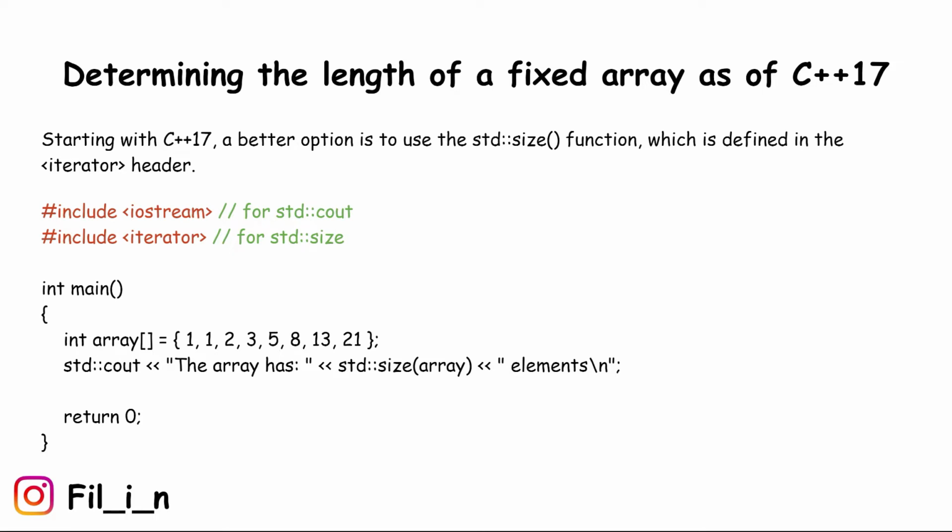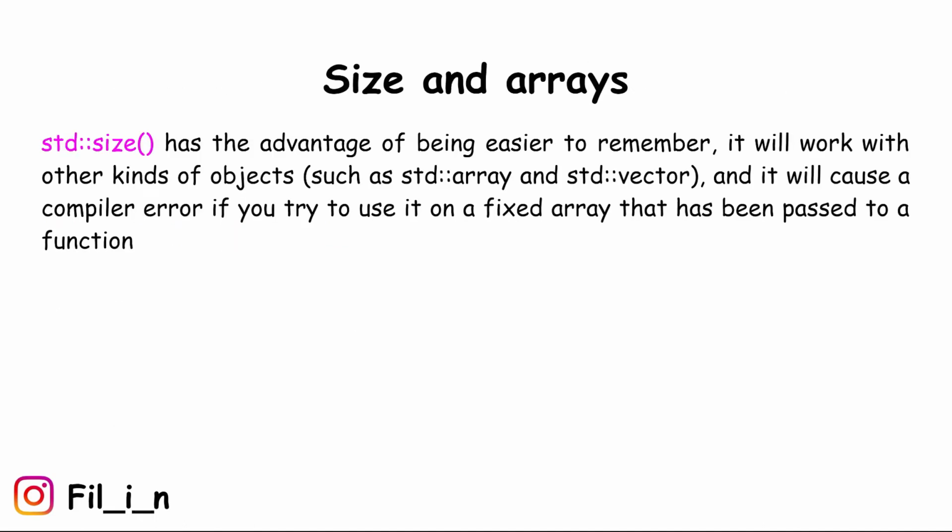#include <iostream> #include <iterator> // for std::size int main() { int array[] = {1, 1, 2, 3, 5, 8, 13, 21}; std::cout << std::size(array); return 0; } std::size has the advantage of being easier to remember. It will work with other kinds of objects, such as std::array and std::vector, and it will cause a compiler error if you try to use it on a fixed array that has been passed to a function.